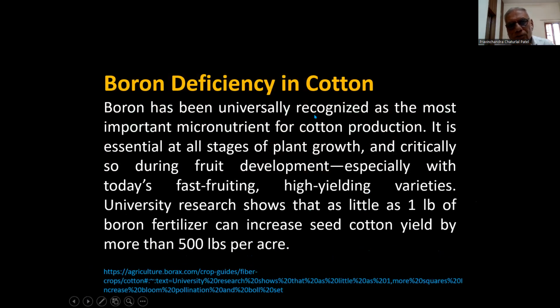Boron has been universally recognized as the most important micronutrient for cotton production. It is essential at all the stages of plant growth and critically so during fruit development, especially with today's fast fruiting, high yielding varieties. University research shows that as little as 1 pound of boron fertilizer can increase seed cotton yield by more than 500 pounds per acre. So there is a positive response of boron in cotton crop.